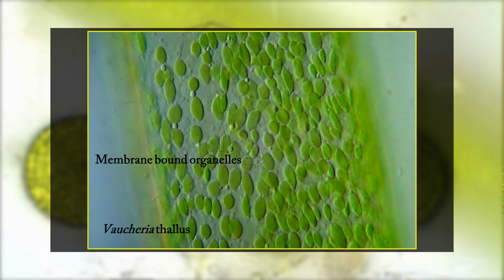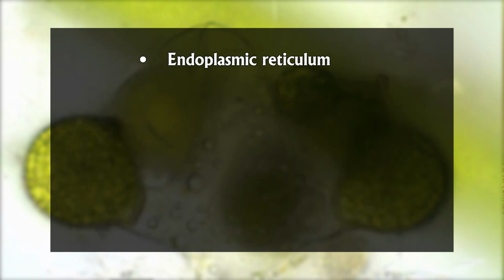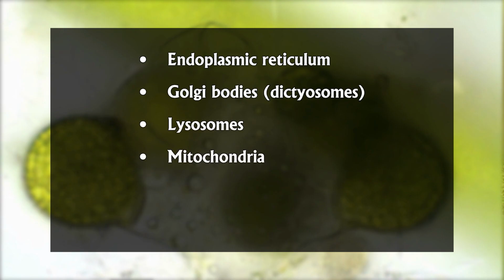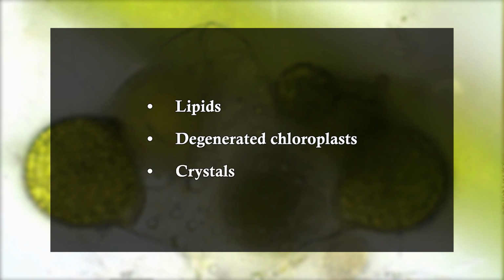That is, inside cytoplasm, there is endomembrane system organized in the form of membrane-bound organelles like endoplasmic reticulum, Golgi bodies called dictyosomes, lysosomes, mitochondria, plastids, and nuclei. There is a well-developed siphon-like central vacuole within the filament. It runs throughout the length of the thallus except near tips. The vacuole is filled with vacuolar sap that contains lipids, degenerated chloroplasts, and crystals.